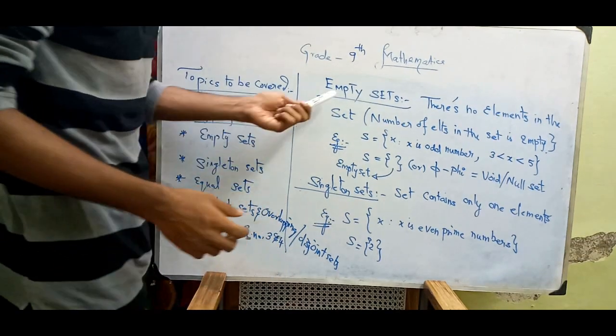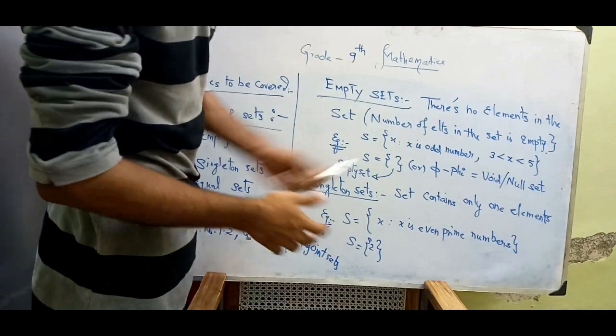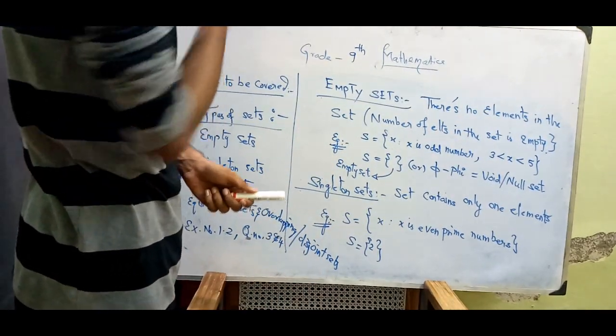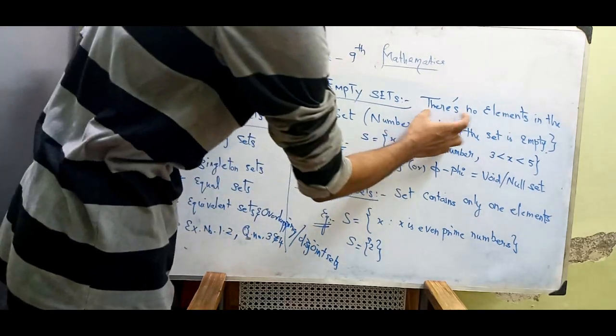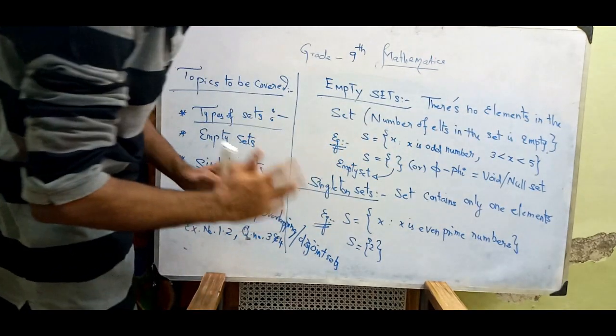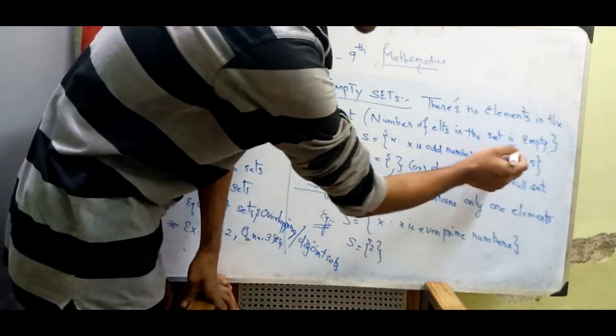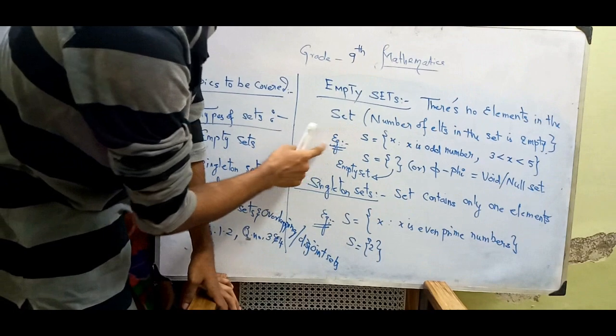So here, the empty set definition is: there is no element in the set, or the set contains no elements. Or you can say in this way, the number of elements in the set is zero. So let us see the example.